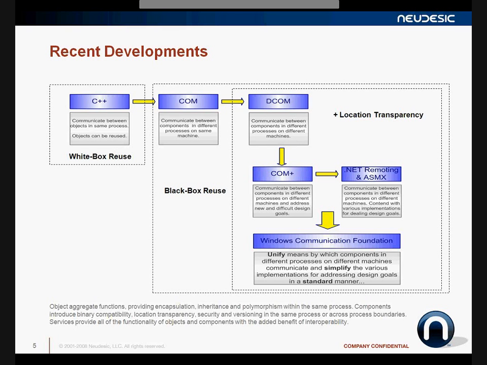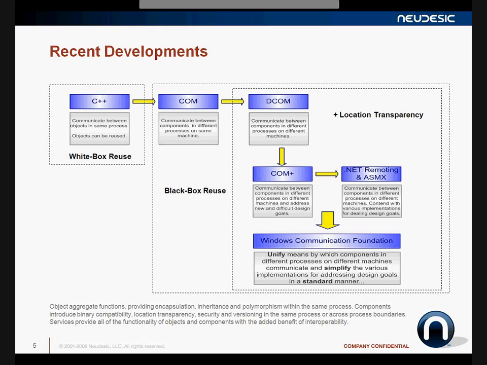And moving into future technologies that provided location transparency, we had distributed COM, which basically is built upon COM and allows us to communicate between components in different processes on different machines. COM Plus allows us to communicate between components in different processes on different machines and addresses new and difficult design goals such as availability, performance, security, transactions, et cetera.